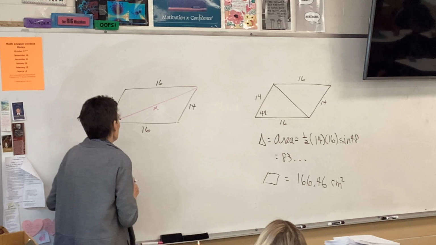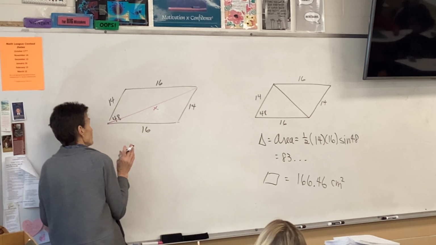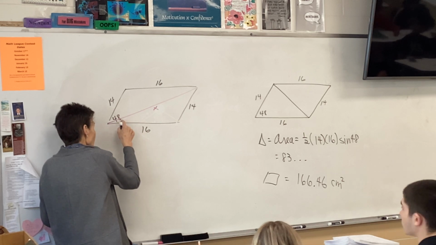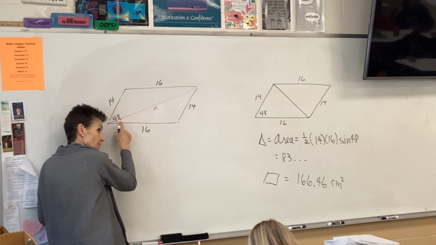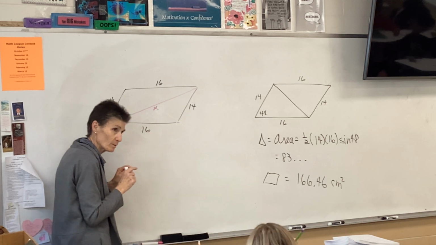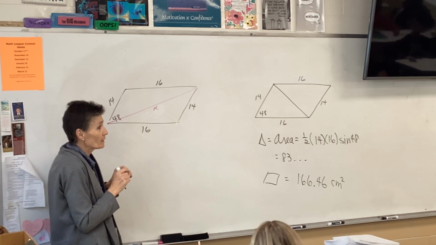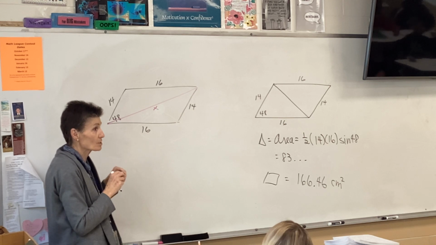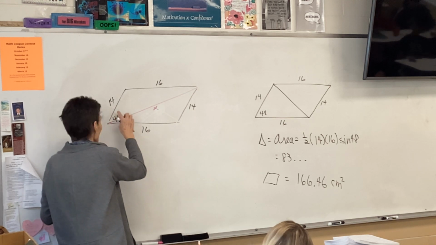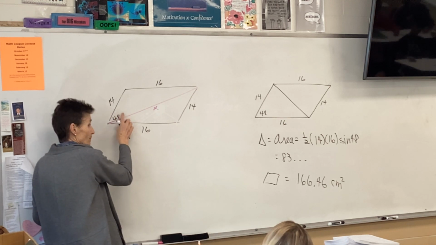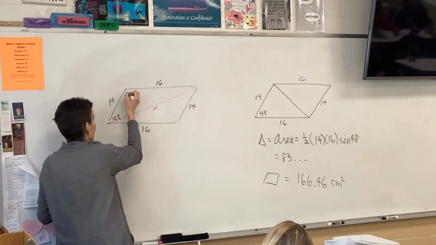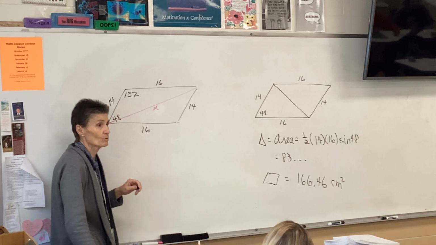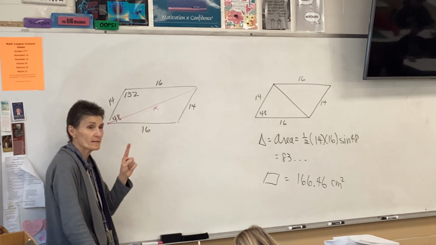I know what you're tempted to do. You want to say these two angles right here are 24, but they're not, okay? Only in a rhombus are they bisected, and this is not a rhombus. So we know nothing about these two angles. We do know, however, that this big angle is 132. How do I know that?